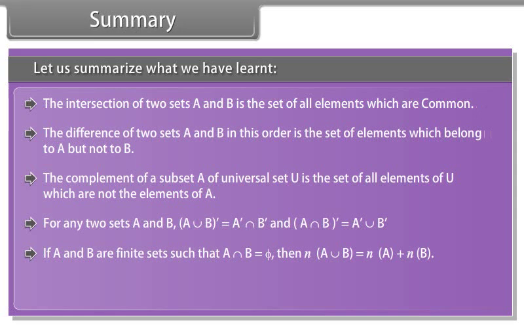If A and B are finite sets such that A intersection B equals phi, then n(A union B) is equal to n(A) plus n(B). If A intersection B is not equal to phi, then n(A union B) is equal to n(A) plus n(B) minus n(A intersection B).